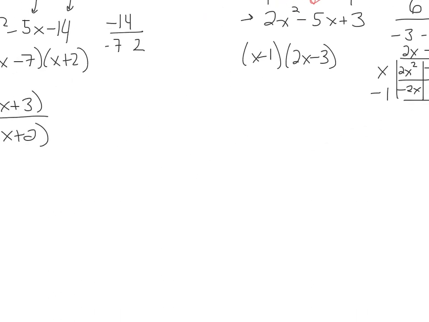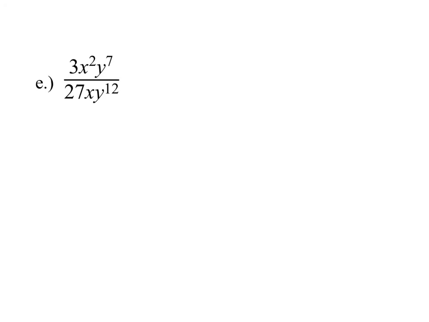Okay, let's look at one more problem. Now the last problem, 3x squared y to the 7 over 27x y to the 12. Good and bad news here. There is no factoring because there's no pluses, there's no minuses, nothing like that. So really, we'll just look at each one individually as a fraction. So 3 over 27, I can simplify that because they both divide by 3. So 3 divided by 3 is 1. 27 divided by 3 is 9. So this is like normal stuff.